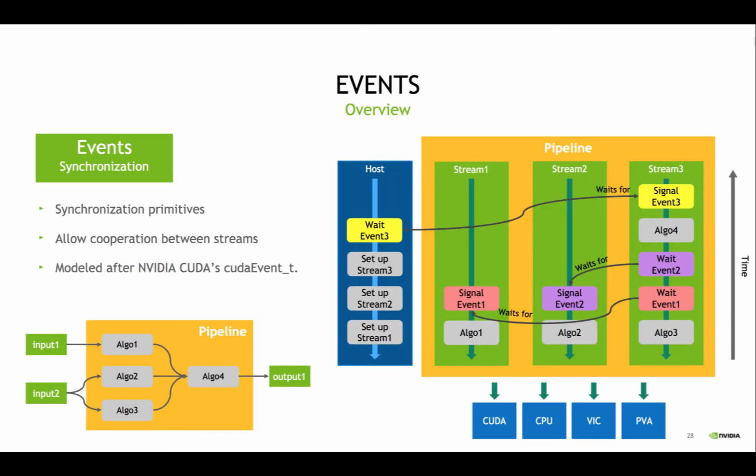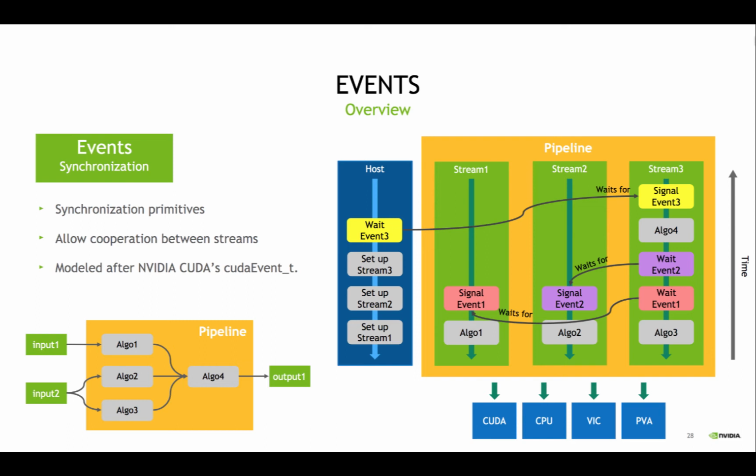Finally, VPI event handling. I've talked before about the parallelization possibilities arising from using multiple streams. That's what I'm showing here. In the bottom left corner, we have this pipeline we want to implement. It starts with 3 parallel stages whose result is fed into algo 4. Somehow, algo 4 must wait until the results are ready. VPI events allow exactly that.